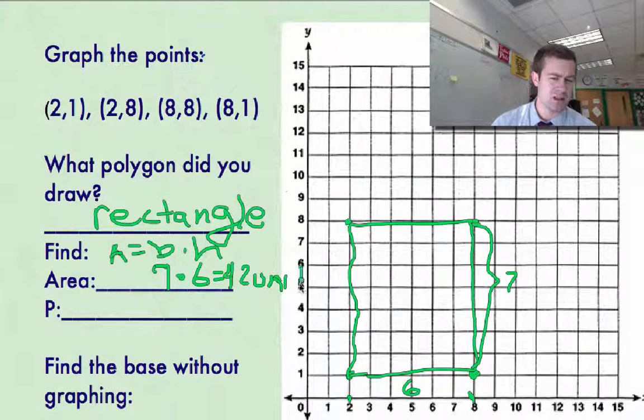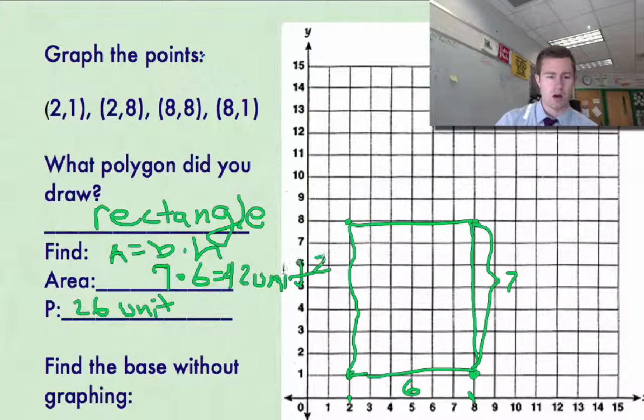And if it were in centimeters, it'd be centimeters squared. If it were in inches, it'd be inches squared. Perimeter, I would add all sides. So 6 plus 6 plus 7 plus 7. So 14, which is 7 plus 7, plus 12 is going to give me 26. And that's going to be units, because we don't know. It could be inches. It could be miles. We don't know.